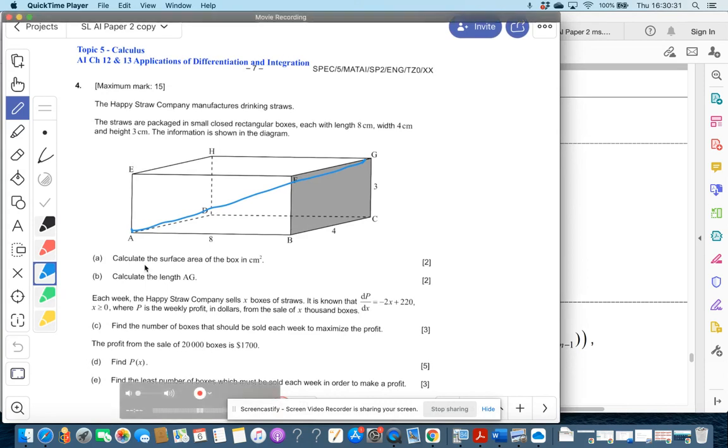So now that we know the surface area of the box, we're given that each week they sell X boxes of straws. So this is a profit function. The derivative of the profit function is this expression, where P is the weekly profit in dollars from the sale of X thousand boxes. Find the number of boxes that should be sold each week to maximize profit.